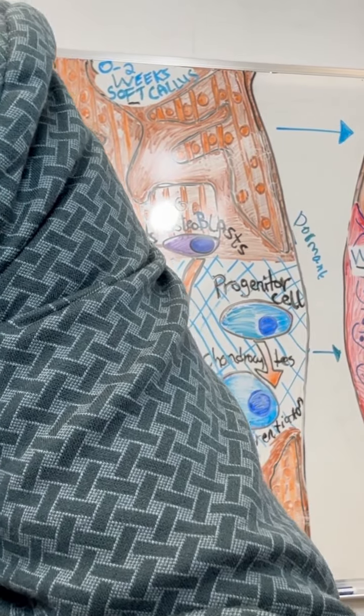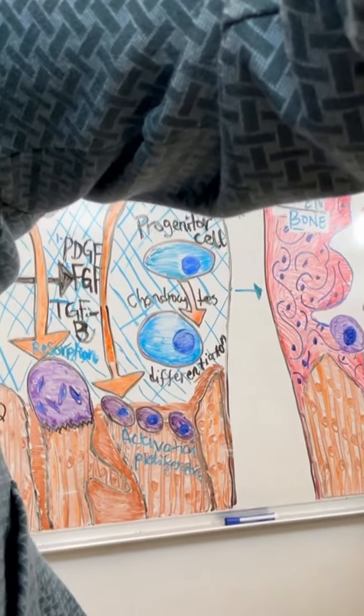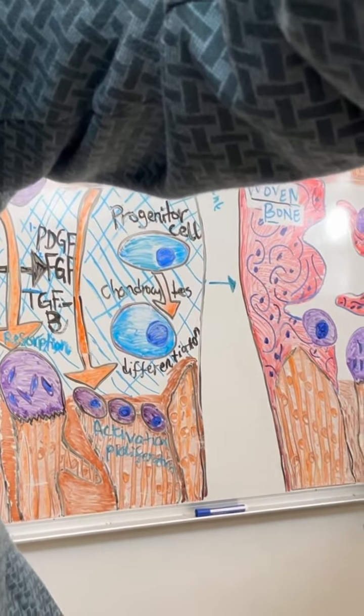There are fragments of bone pieces scattered all over the place. So that is a type of comminuted fracture.